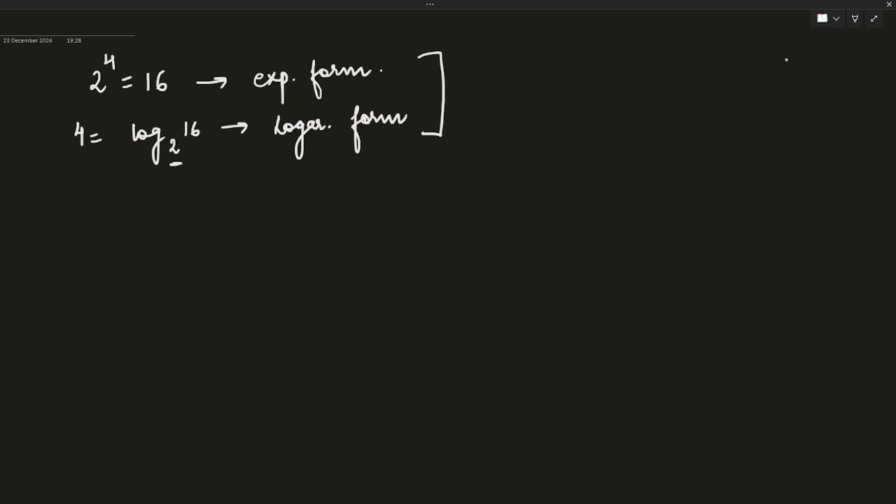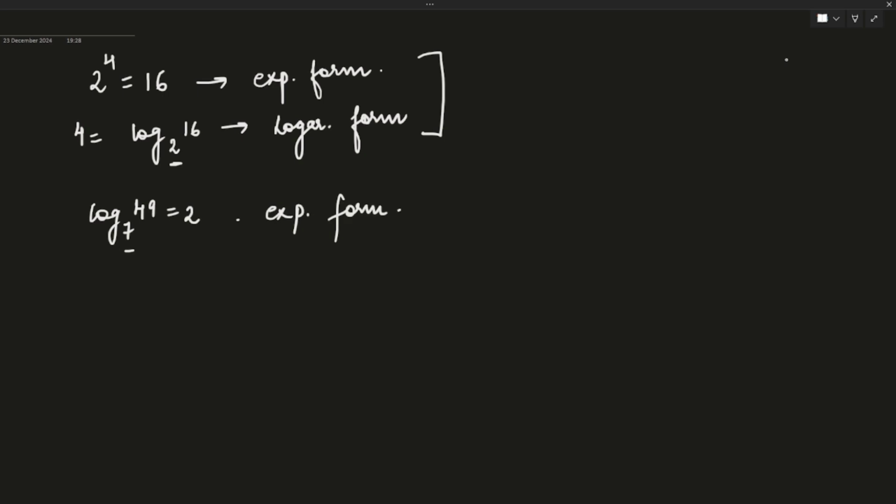So this is your logarithmic form. There are other bases also other than 10. When we deal with logs, we deal with a lot of other bases apart from 10. Let's take an example. Suppose you have to convert log of 49 to the base 7 is equal to 2 into exponential form.